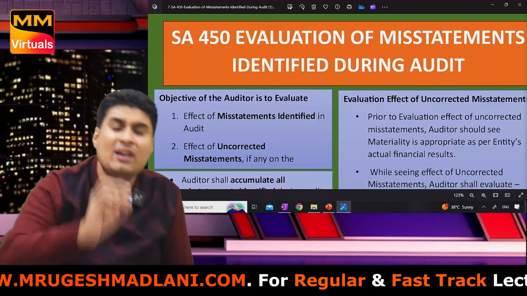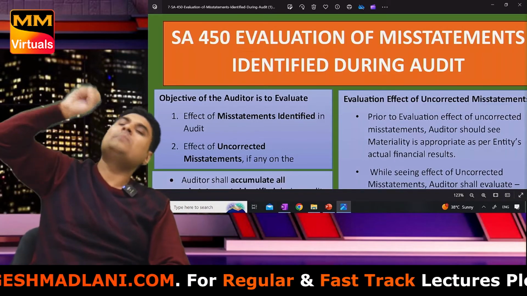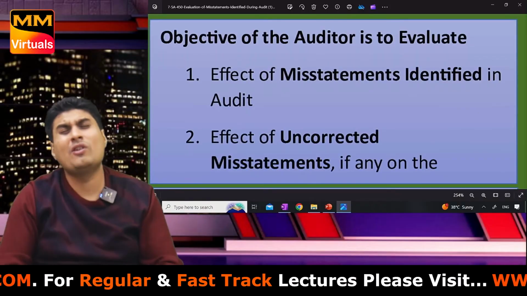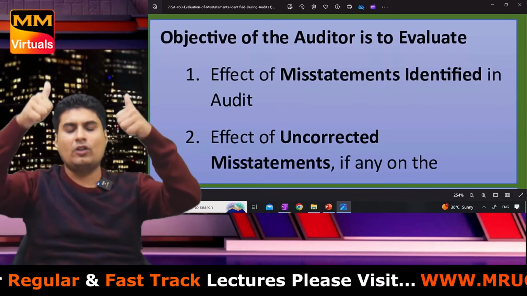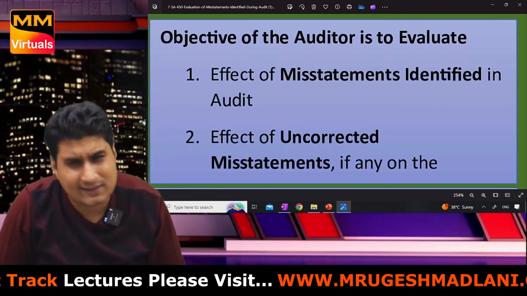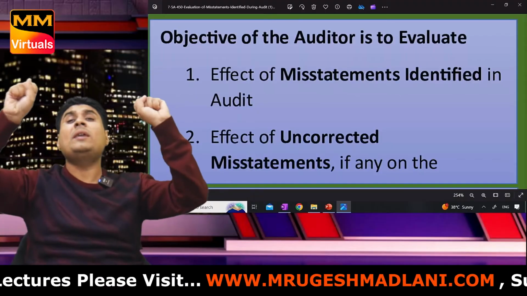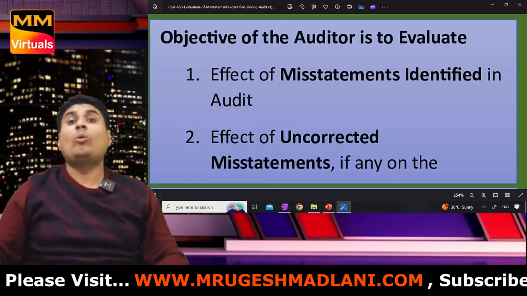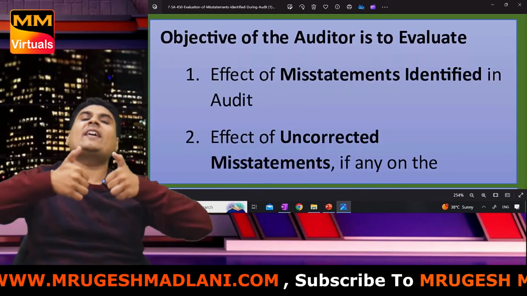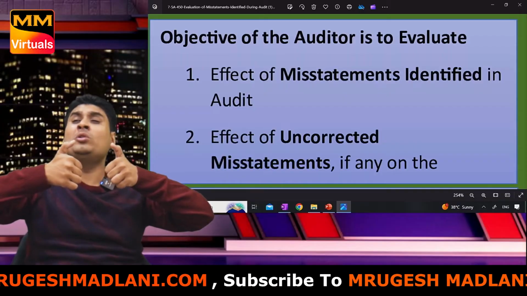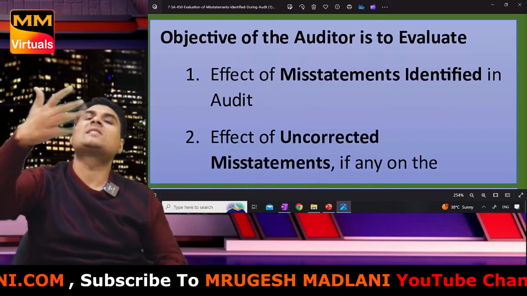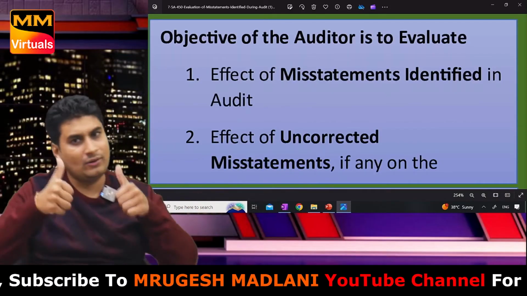Continue. Now let's start. Evaluation of, what if you identify misstatement? What to do? That's the standard. Objective of auditor is, number 1, effect of misstatement identified on audit, and effect of uncorrected misstatement. See, listen, these are total misstatements. Out of them, some you will correct. What about uncorrected misstatement? So this standard deals with 2 things. Effect of misstatement identified during audit. Out of that, some you will correct. Effect of uncorrected misstatement.